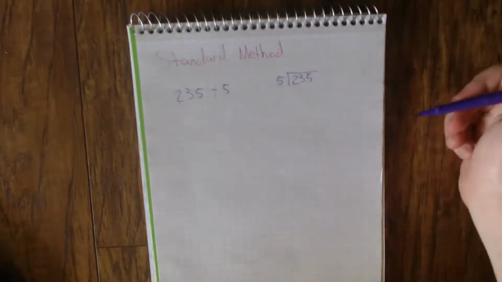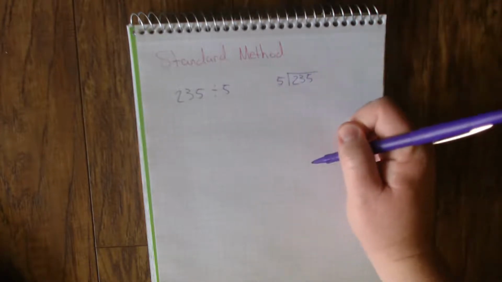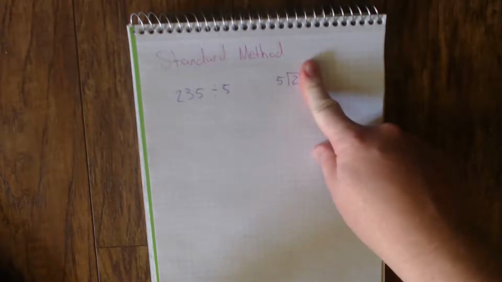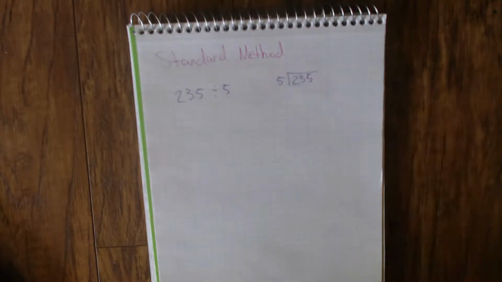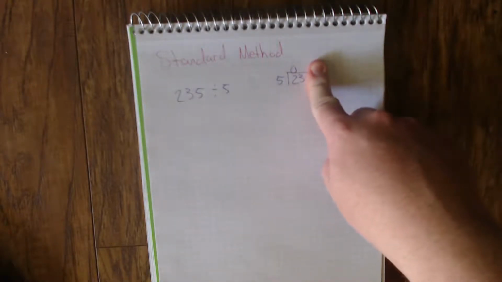And we're just going to start going step by step with these top sections up here and working our way down. So first things first, I'm going to cover up these numbers. I'm going to see, does 5 divide into 2? No. So what I do is I put a 0 up there to hold its place, and I move on to the next one. Now I just cover up the 5. Does 5 divide into 23?